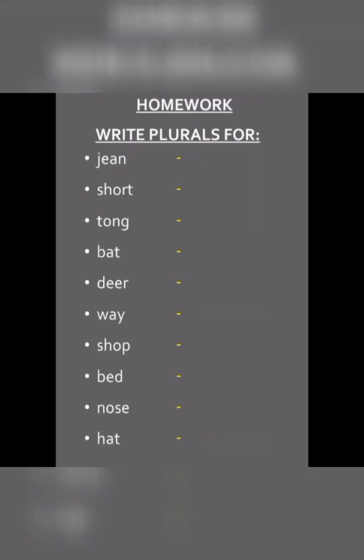Children, on the next page is your homework. We have already done 30 words. Now you have to do it yourself and try to understand and do your work.